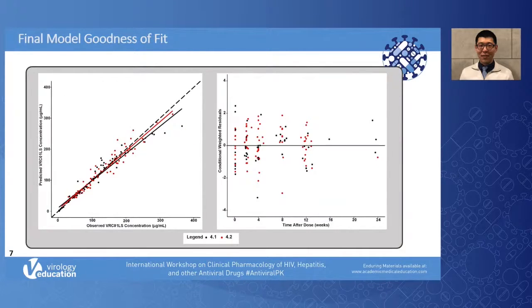To validate the model, both observed versus predicted VRC01LS concentration and CWRES were assessed. The observed versus predicted VRC01LS concentration is centered around the line of unity. In addition, CWRES versus time after dose is evenly distributed above and below zero, indicating no major bias in the model and no time-dependent kinetics nor dose accumulation.